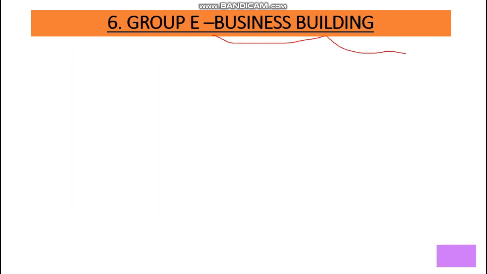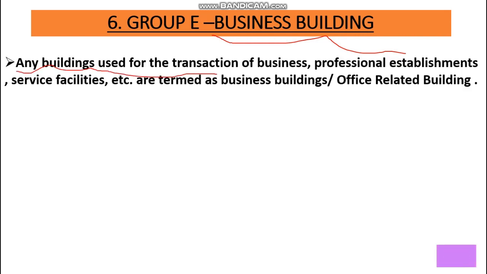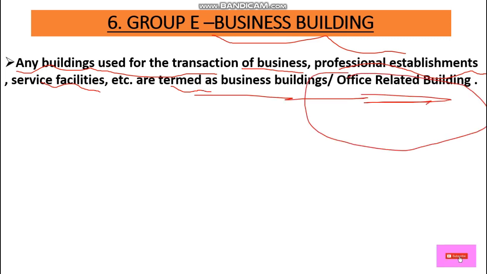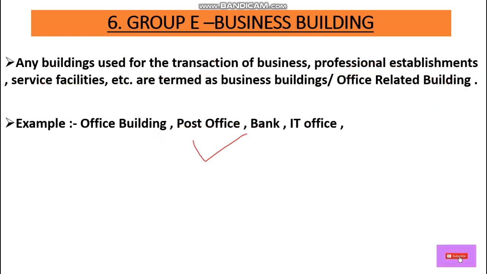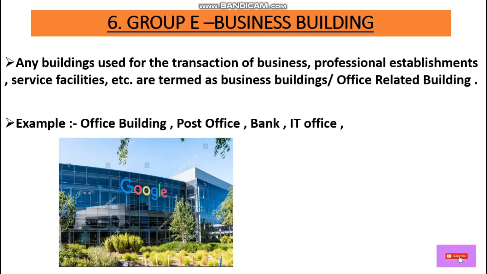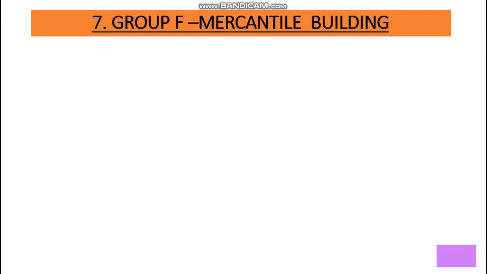Next, business building. So what is basically a business building? Any building used for transaction of business, professional establishment, service facility, etc. is termed a business building. Simply we can say an office related building is called a business building. So office building, post office, bank, IT office: these are all business buildings where we have documentation or office related work. So these are Google, okay, bank.